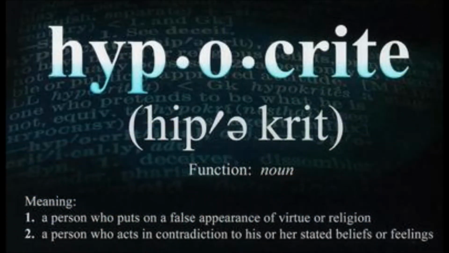Next up is hypocrite. Hypocrite is a noun meaning a person who pretends to be what he or she is not. Abraham Lincoln once said that he hated slavery because it enables the enemies of free institutions to taunt us as hypocrites. And a person who leads a double life might be described as something of a hypocrite.